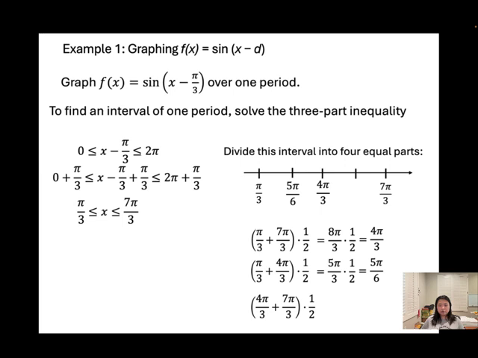Okay, add it up and then times 1/2. You should get 11 pi over 6. Okay, 11 pi over 6.